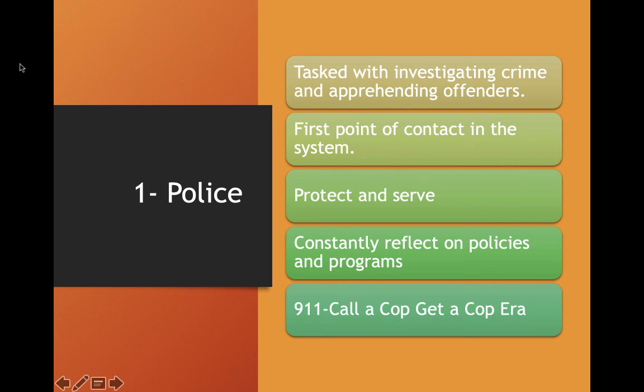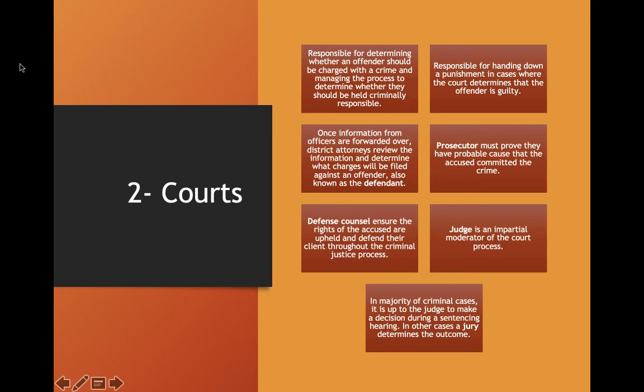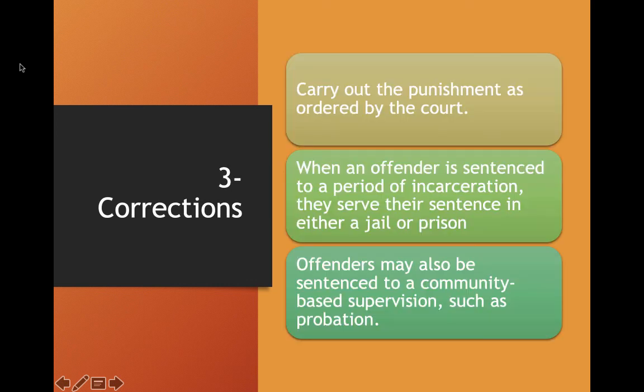So police or cops are tasked with investigating the crimes and apprehending the offenders. They're the first point of contact, but not the middle or last. They're there to protect and serve, constantly reflect on their policies and programs, and it's constantly changing. Your courts, well, look how much this is. So you've got a lot. So I'm going to let you pause. I'm not going to read through this, but please pause here and make sure you read through each one of these 7 blocks and understand what the court's parameters are. And finally, corrections. Again, I'm going to let you pause here to see what the role of corrections is.